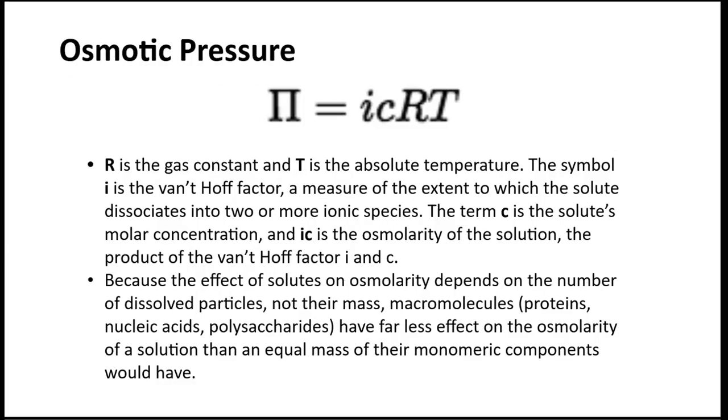And so with this equation of osmotic pressure, you have R right here, that is the gas constant. T is the absolute temperature. Then i is the van 't Hoff factor. And then C is the solute's molar concentration.